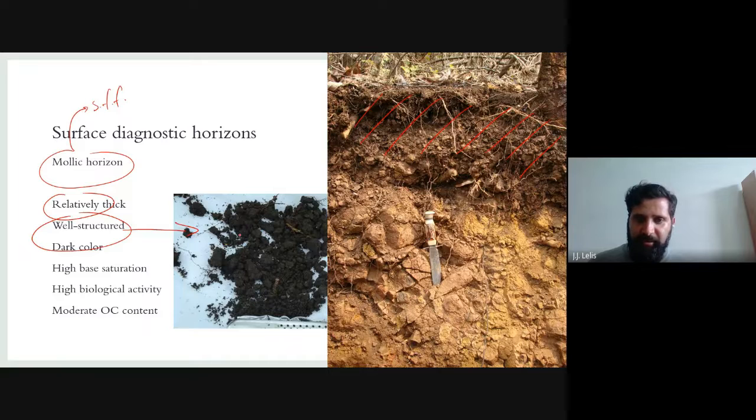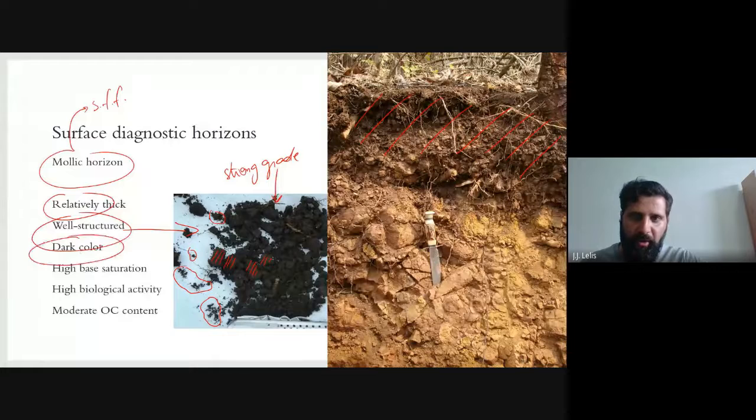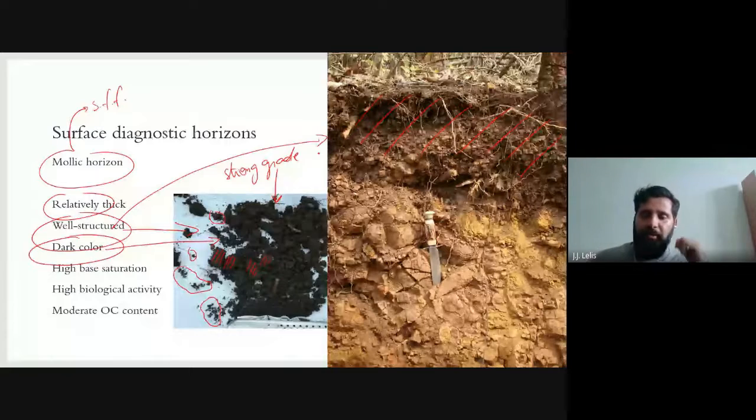As you can see in this picture, the majority of the material, the fine earth, composes aggregates. And just a few of these fine materials are not forming aggregates. So we present a strong grade. Okay. We present a dark color, as you can see here. The mollic horizon should present a dark color.